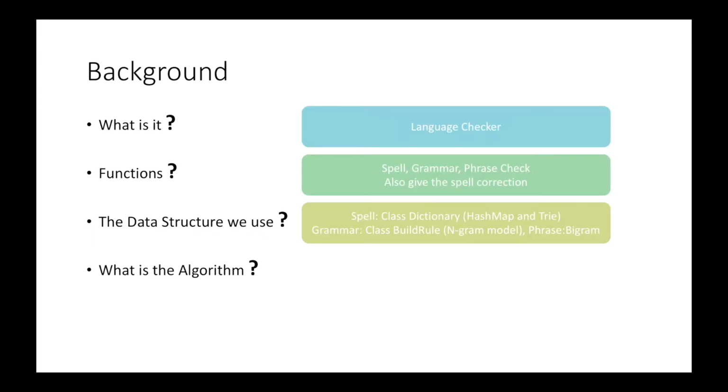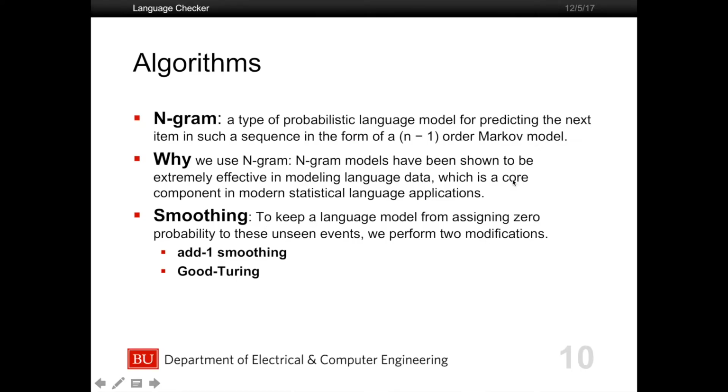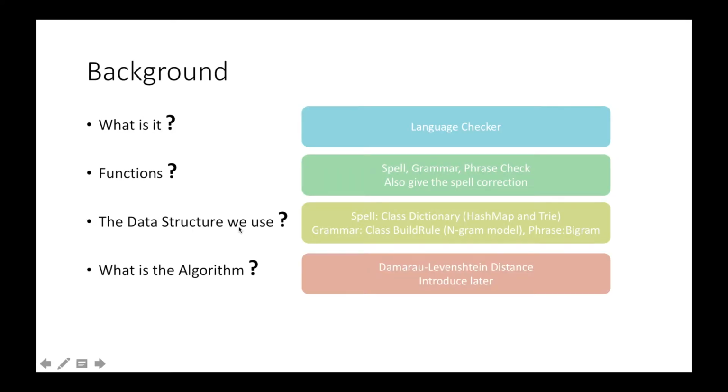For grammar check, we build a class named buildRule based on the n-gram model. And for the phrase, we build the n-gram too, but we use the bigram model. The n-gram model. Why we use that? Because n-gram models have been shown to be extremely effective in modeling language data, which is a core component in modern statistical language applications. The algorithm, we use the Damerau-Levenshtein distance for spell correction, and I will introduce more algorithms and data structures we use later.